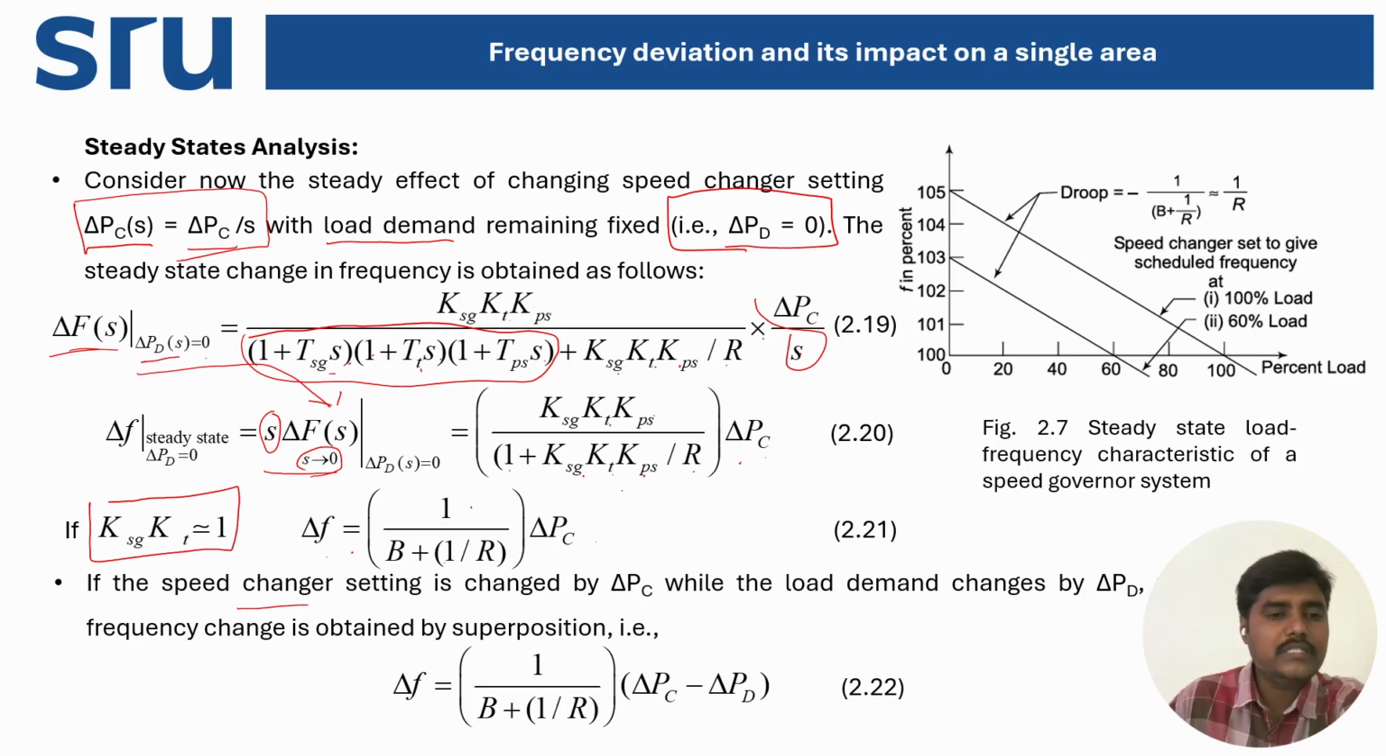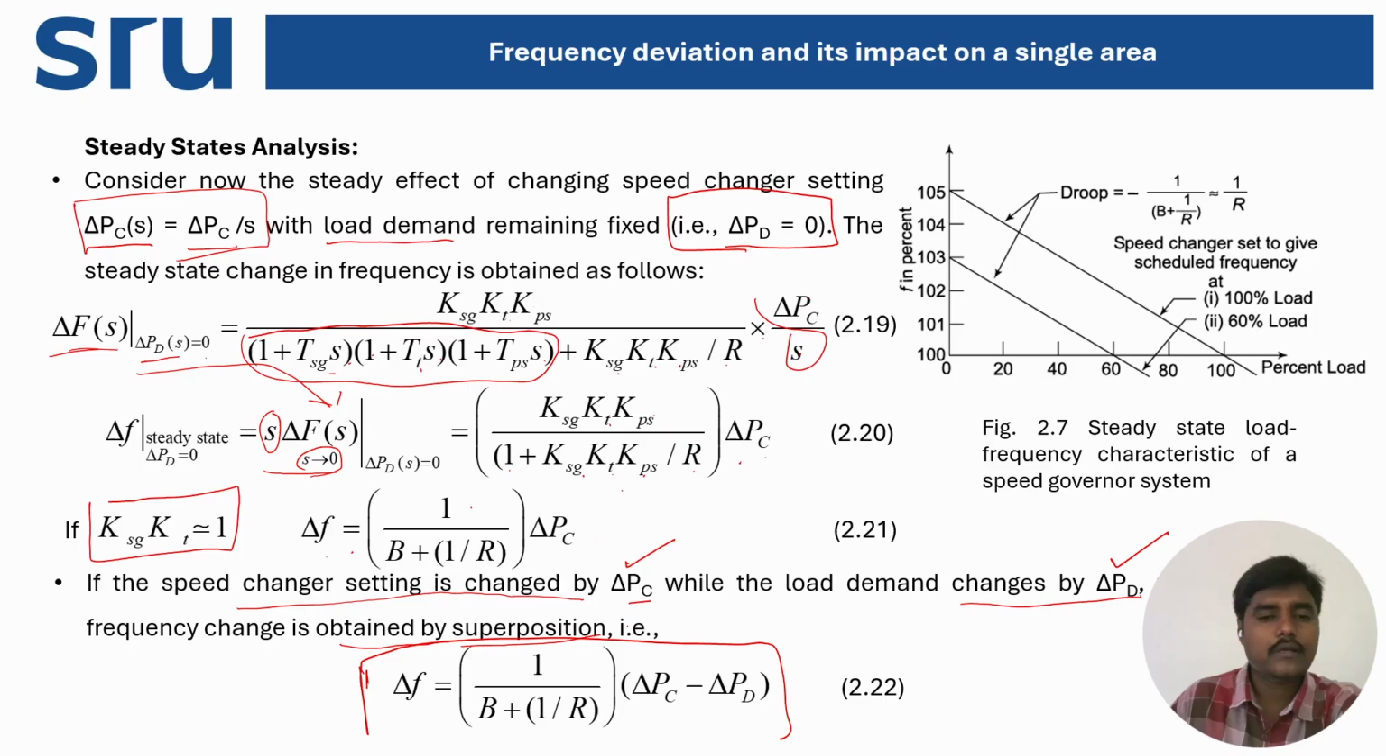So now if the speed changer setting is changed by delta PC while the load demand changes by delta PD, the frequency change is obtained by superposition. So that's what I mentioned at the beginning. So now we are going to combine the two inputs. When the system is having two inputs, both delta PC and also delta PD, the response is expressed as sum of individual responses based on the superposition theory. So then the final response we will get for delta F as delta F is equal to 1 by B plus 1 by R into delta PC minus delta PD.